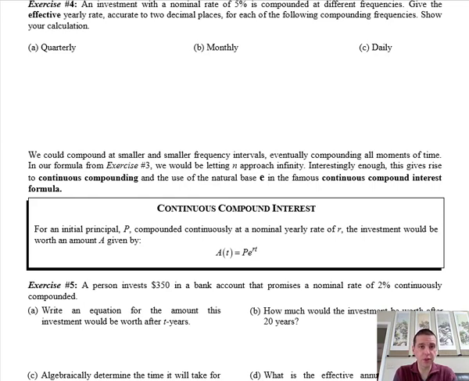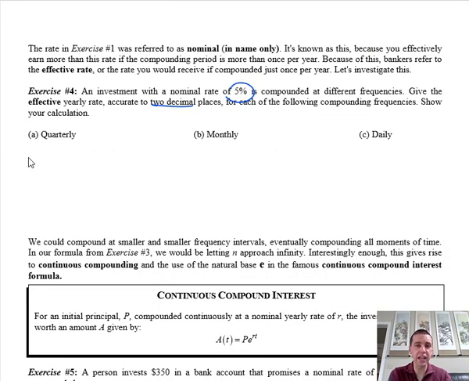So on to number 4. An investment with a nominal interest rate of 5%, so we're at 0.05, is compounded at different frequencies. Give the effective yearly rate. So the nominal rate is just how much the bank says they're going to give you. The effective yearly rate is how much the actual interest did you make. Accurate to 2 decimal places. So looking at a quarterly. Quarterly means 4. And so therefore we're going to have our effective yearly rate 1 plus 0.05 divided by 4.